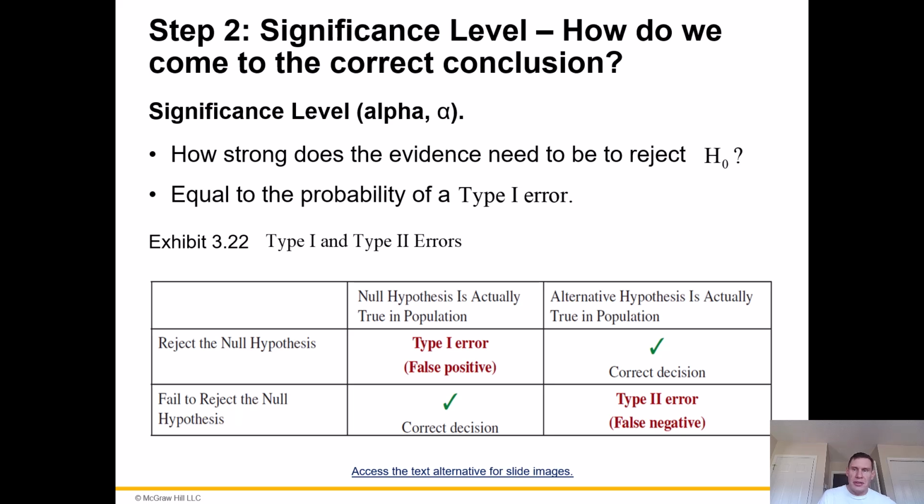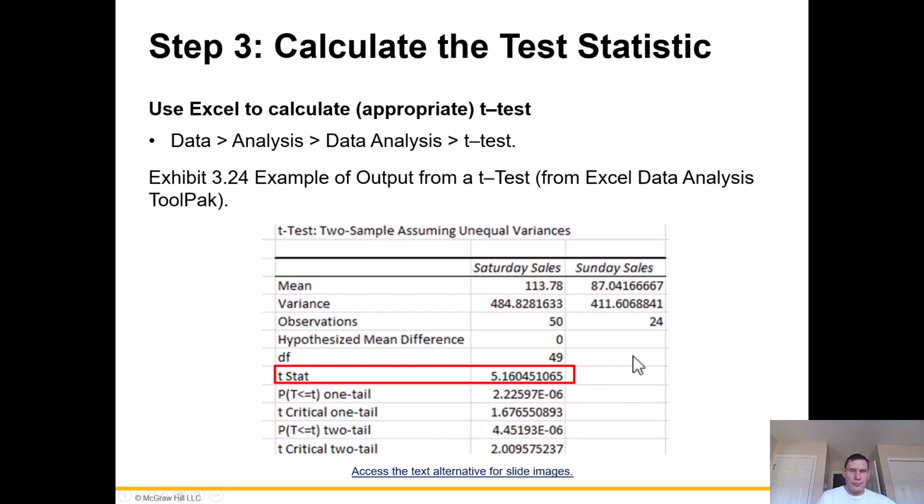So how strong does the evidence need to be to reject our null hypothesis, and equal to the probability of a type 1 error? What you're seeing in this table here is exactly that. The null hypothesis is actually true in the population, or the alternative is true. If we reject the null hypothesis when it's true, that's a type 1 error. It's called a false positive. If we fail to reject the null when it's actually false, that's the type 2 error. Otherwise, we made the correct decision.